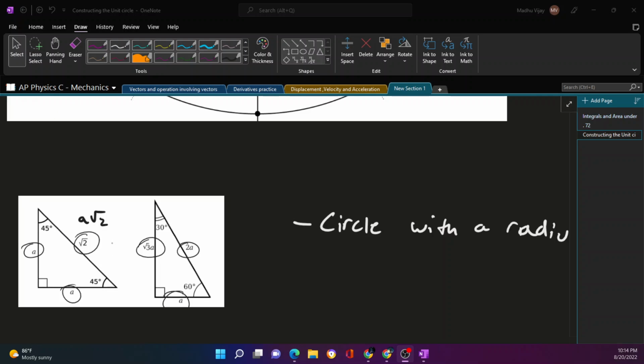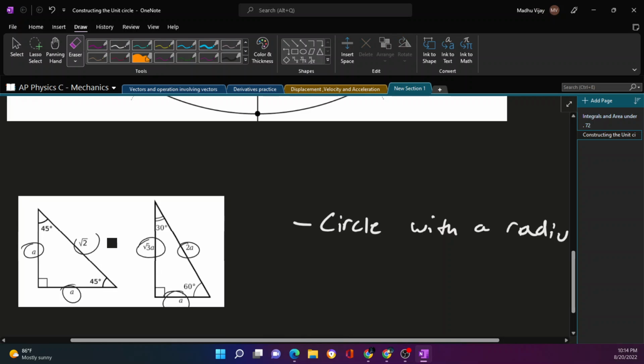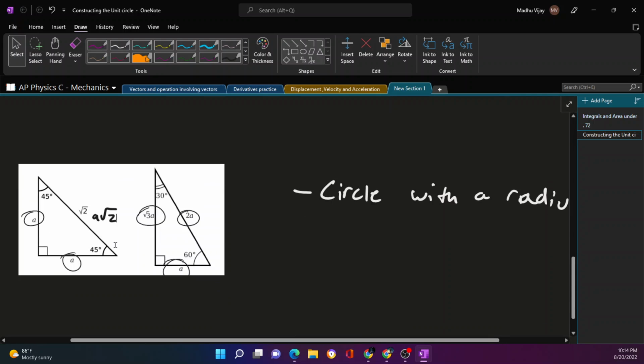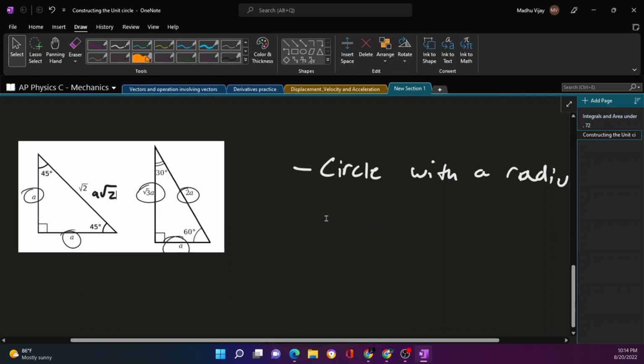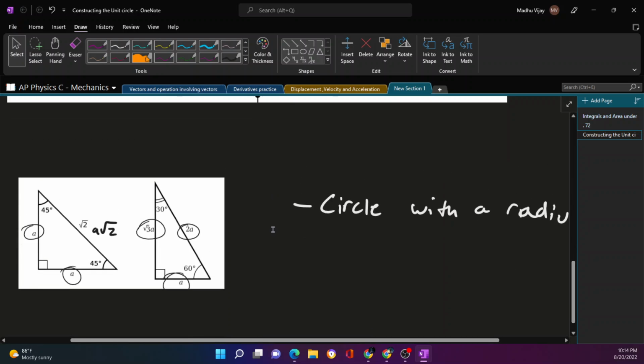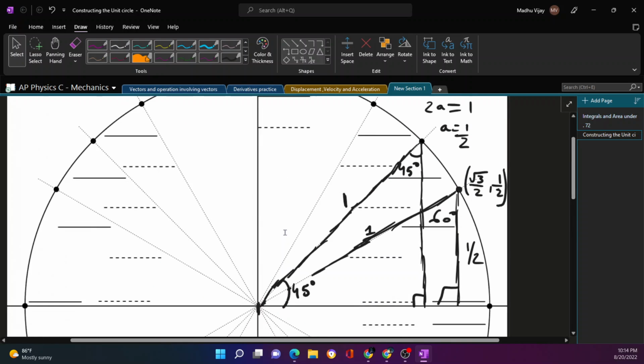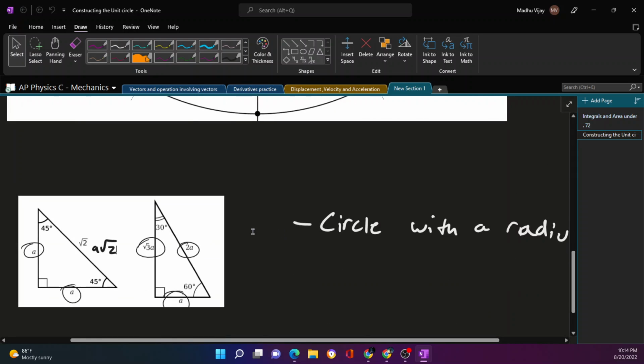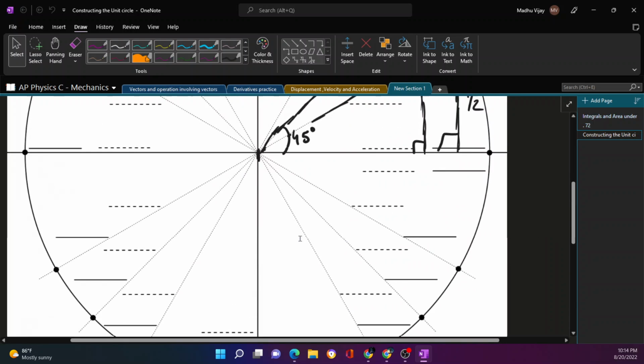So this should ideally just say a times square root of 2. I just fixed that real quick. So a times square root of 2. Now that we have this information, again, we figured out earlier that a is just equal to 1/2.